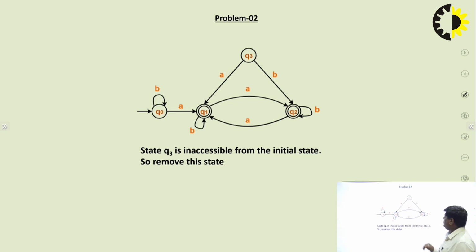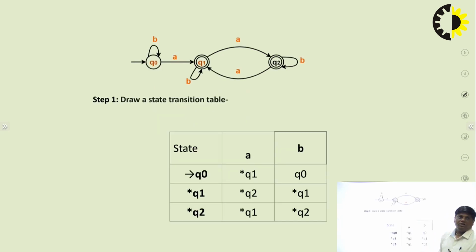Now in this problem, how many states are there? 1, 2, 3, 4. And how many final states and how many non-final states are in this problem? Here there are 2 final states and 2 non-final states. So what is the first step? We draw the transition table.